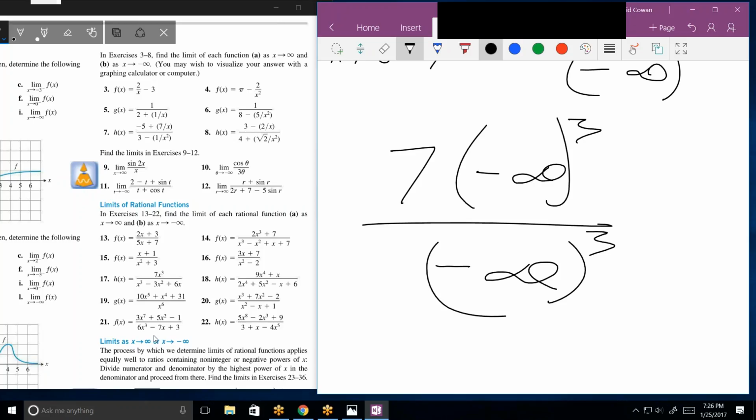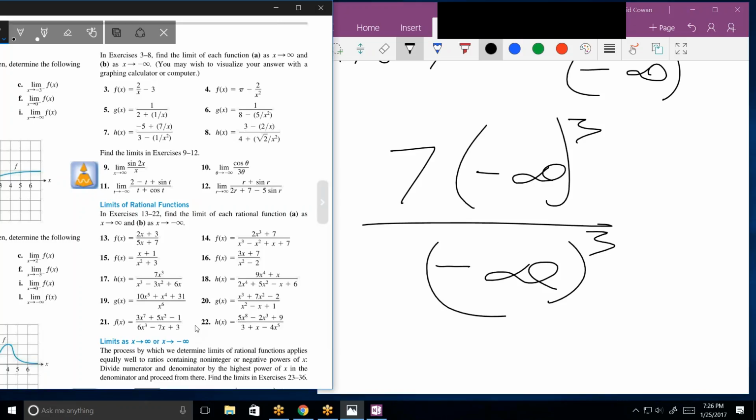And number 22. 22a. Okay, so that would be x cubed. Okay. So for infinity, it'll be infinity. Okay. And for negative infinity, it'll be negative infinity. Yeah, you got it. So that looks like it's pretty much it.